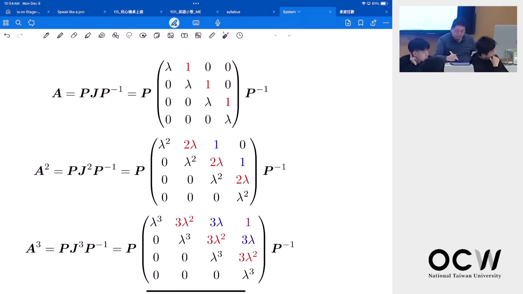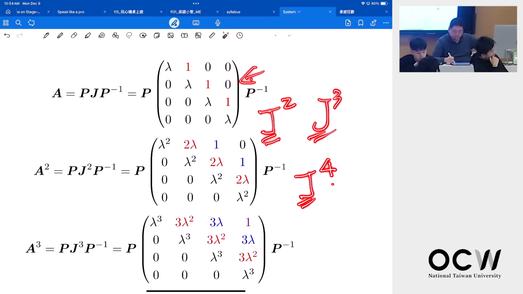Can you observe something from these 3 examples? A squared and A cubed. Actually, J squared and J cubed. The Jordan block, you have to find it, right? Once you found the Jordan block, it looks like you can write J squared right away, J cubed, or even predict J to the 4th.